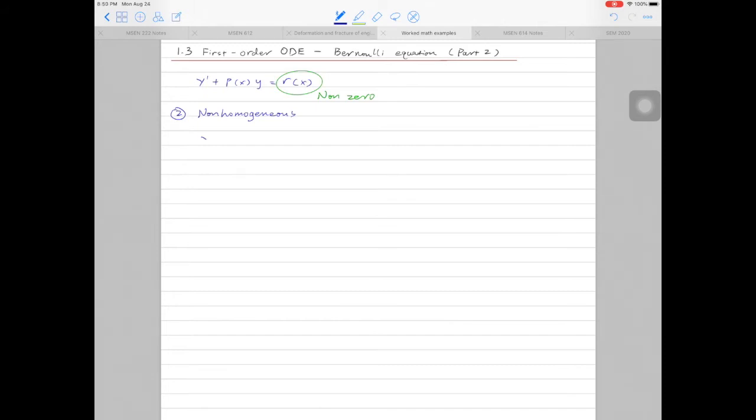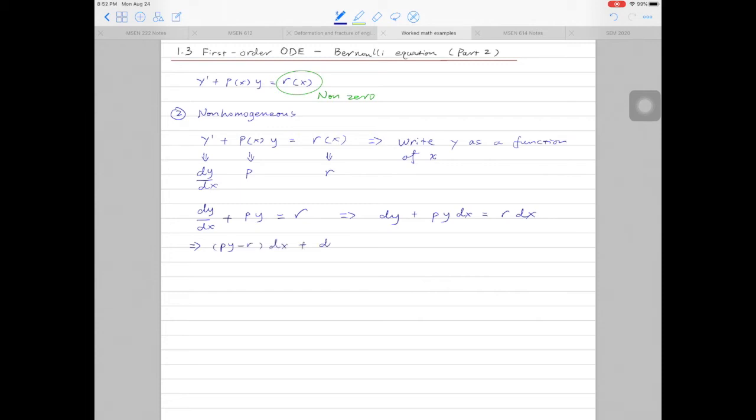Let's write down the non-homogeneous first-order ODE again. y' + p(x)y = r(x). The aim is to write y as a function of x. We can rewrite y' as dy/dx. For simplification, we'll write p(x) as p and r(x) as r. The new format is dy/dx + py = r, where p and r are also functions of x. Then multiply dx on both sides of the equation, and we'll get dy + py dx = r dx. Rearrange this equation, and we'll have (py - r) dx + dy = 0.